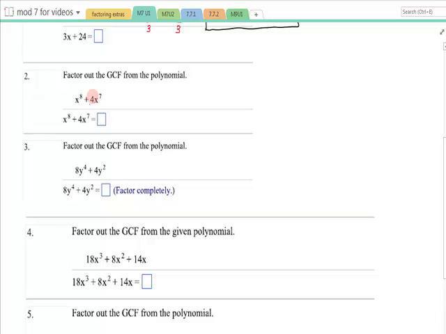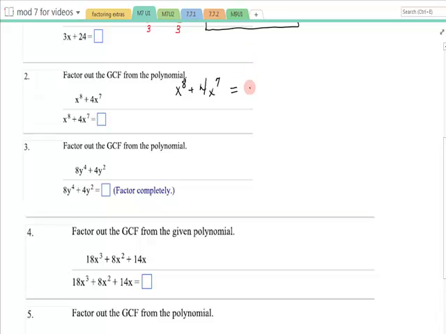Factor out the GCF. I have x to the 8th plus 4x to the 7th. First I look at the coefficients. Because this one has an implied 1, there is no common factor that's a number. I look at the variables. I have x to the 8th and x to the 7th, so yes, x is in common.